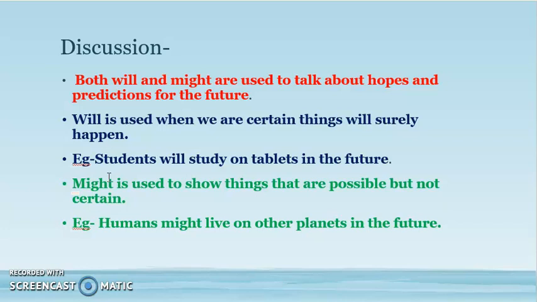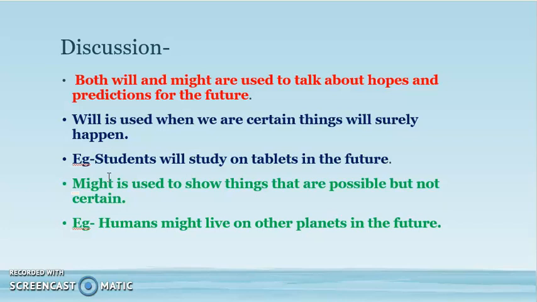As for might, might is used to show things that are possible but not certain. Means you think that it could happen but you're not 100% sure. So it could be humans might live on other planets in the future. We are exploring other planets. So humans might live on other planets in the future. Okay, that could be one example.